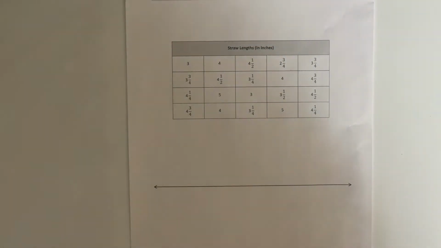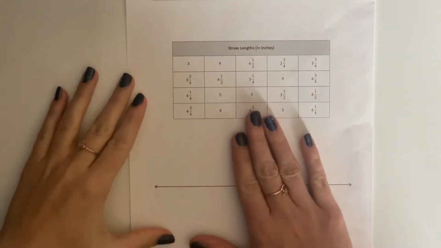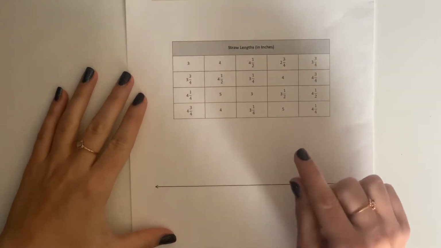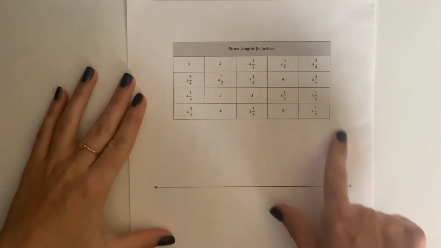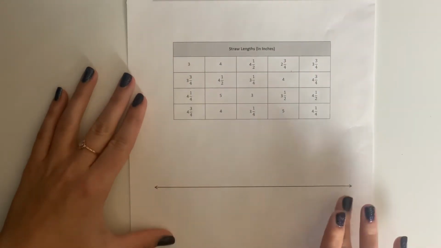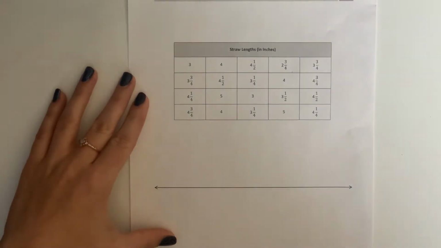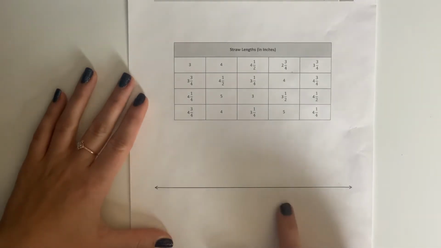So for our concept development, I'm going to be using this template right here. And you should have this template as well in your books. It shows Mr. Hahn's class data for straw lengths, and it provides us with a line plot template. So we're going to be using this data to represent Mr. Hahn's class using a line plot.